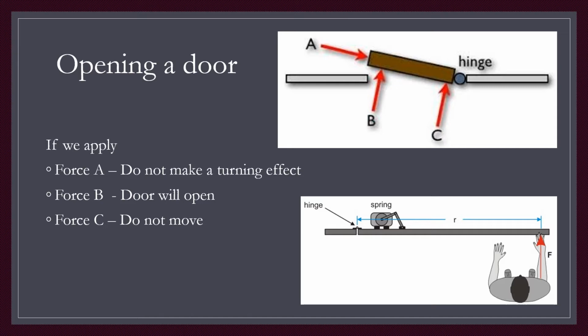Look at force B. If we give the force directly near the hinge, what happens? The door will not move, because even if we give a very large force, it is really hard to give a turning effect to the door if we apply the force at the edge near the hinge. Therefore, we have to apply the force at the longest possible perpendicular distance from the hinge in order to turn the door open effectively or easily.